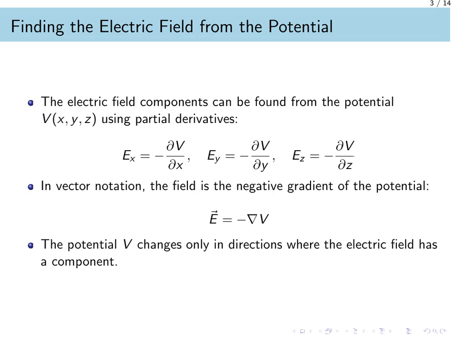The electric field components can be found from the potential function using partial derivatives. Specifically, the x component of the electric field is the negative partial derivative of the potential with respect to x. Similarly, the y and z components are the negative partial derivatives with respect to y and z, respectively. In vector notation, this means the electric field is the negative gradient of the potential. This mathematical relationship tells us that the potential changes only in directions where the electric field has a component. For instance, if you move perpendicular to the electric field, the potential remains constant.